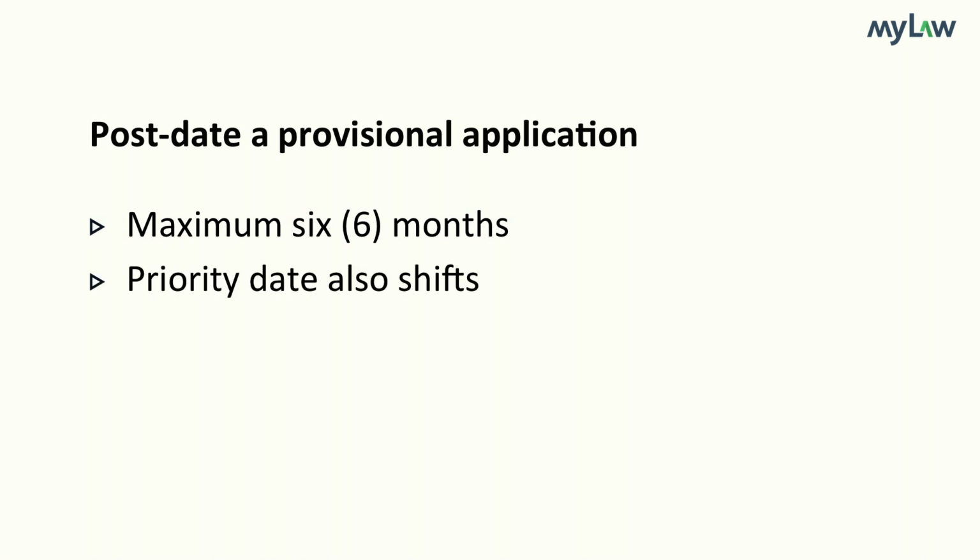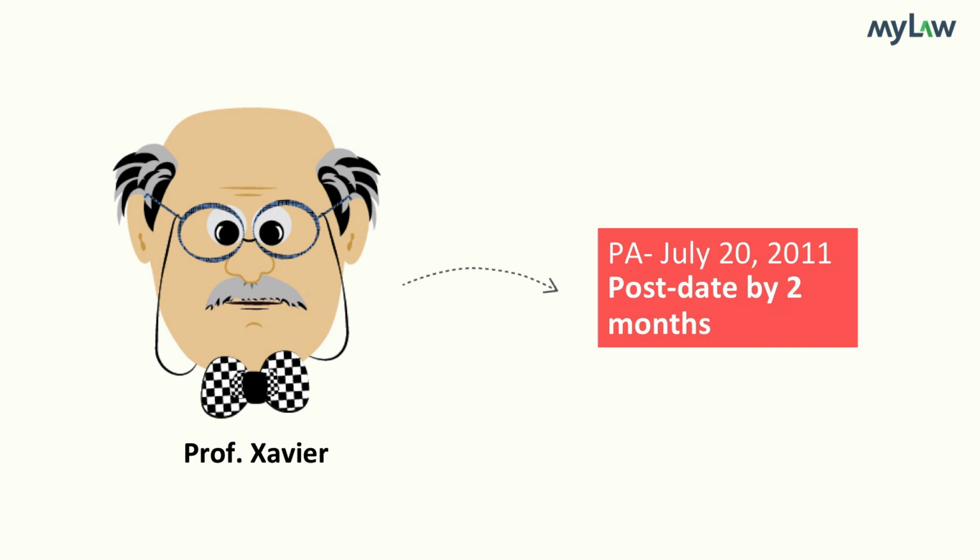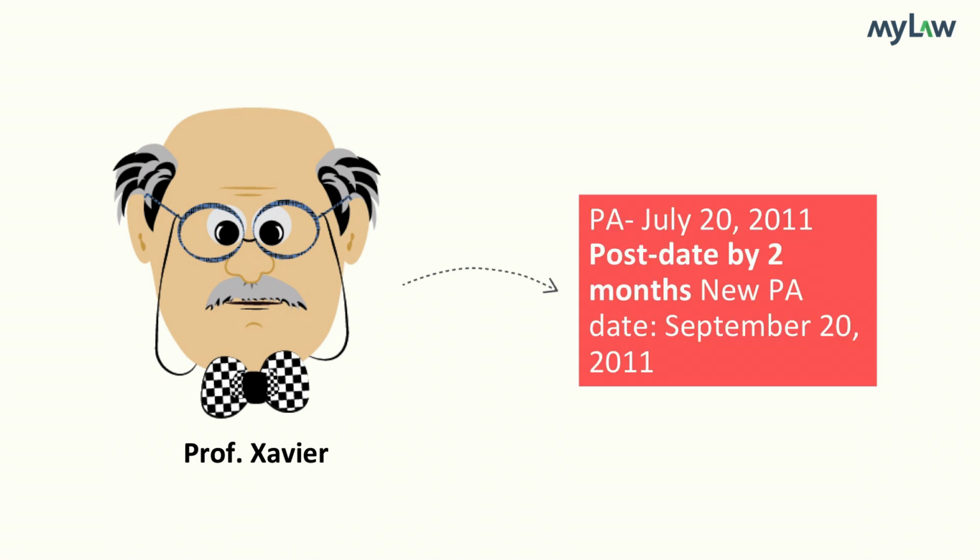However, there is a provision in the Patents Act to postdate a provisional application. The maximum period for which an application can be postdated is 6 months. In such case, the priority date will also shift by the same number of months. That is, in the above example, if the provisional application is postdated by 2 months, the priority date would be 20th September 2011.